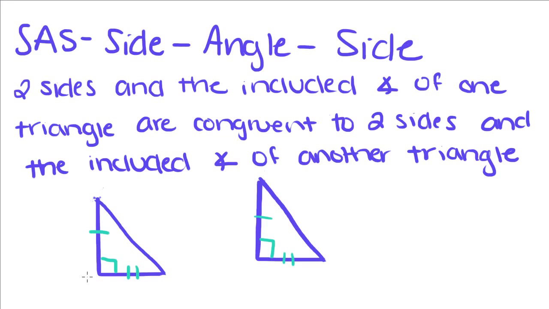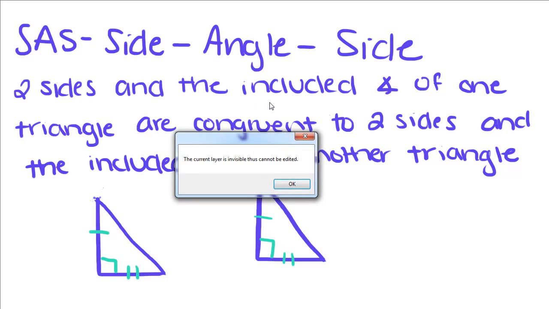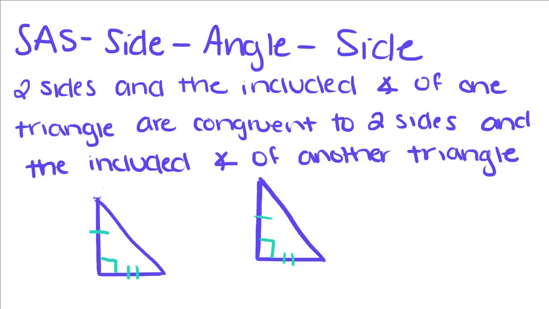So then the next one we're going to talk about is called side, angle, side, or for short, SAS. Two sides and the included angle of one triangle are congruent to two sides and the included angle of another triangle. So this part right here, the included angle is really important. It has to be the included angle.